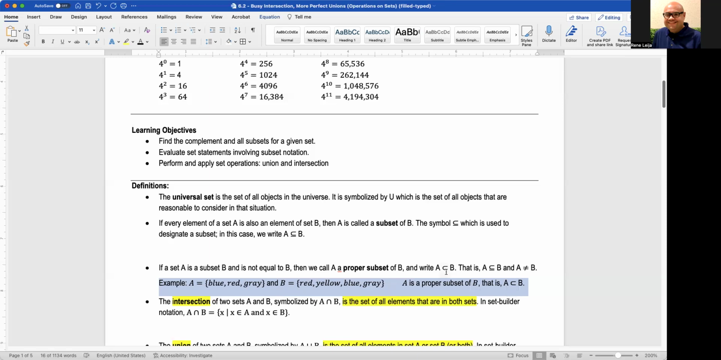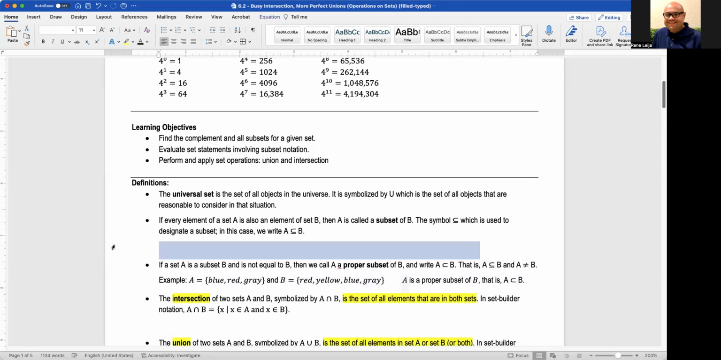Now notice the difference between how this looks. We don't call it a subset, we call it a proper subset, so it's going to be without the line underneath. That means that A is a proper subset, which means that A is a subset of B. And it is because notice how all of these elements, blue, red, and gray, are in the set of B colors. But A does not equal B. Again, remember, if it equals, they have to have the same elements. And notice the element that's missing in A is yellow. And that's why we call that a proper subset.